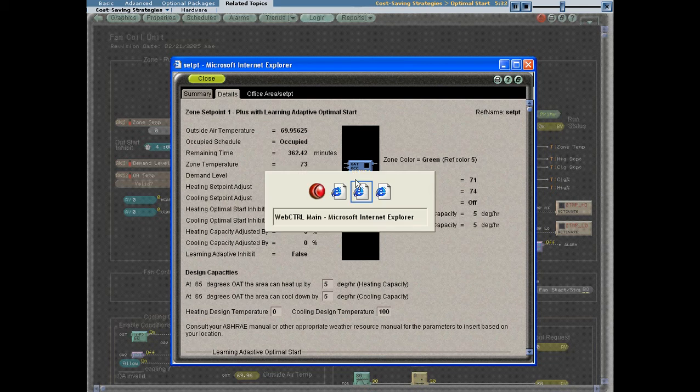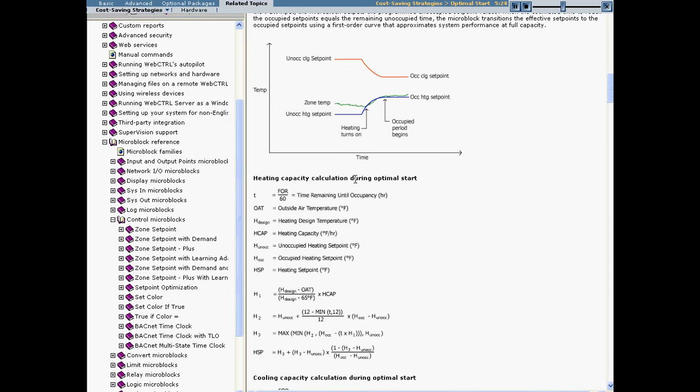I'm going to Alt-Tab to the help files. We're going to take a look at how this happens. Now, there's this kind of complicated formula here, but we don't need to worry about that. Let's just look at the graph right now. This is our unoccupied set points, and this is our zone temperature. Okay, and this is happening in the evening. The microblock starts saying, you know what? I know that I need to be at 71 degrees by the time people arrive.